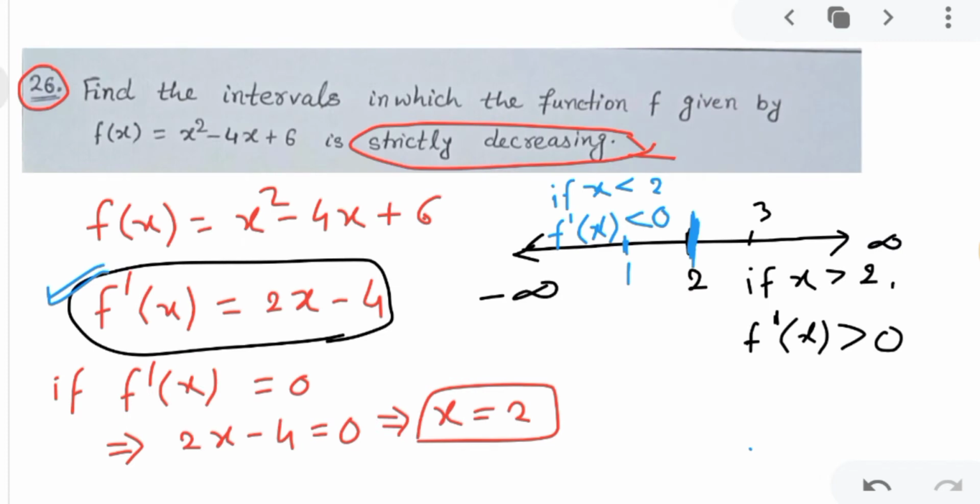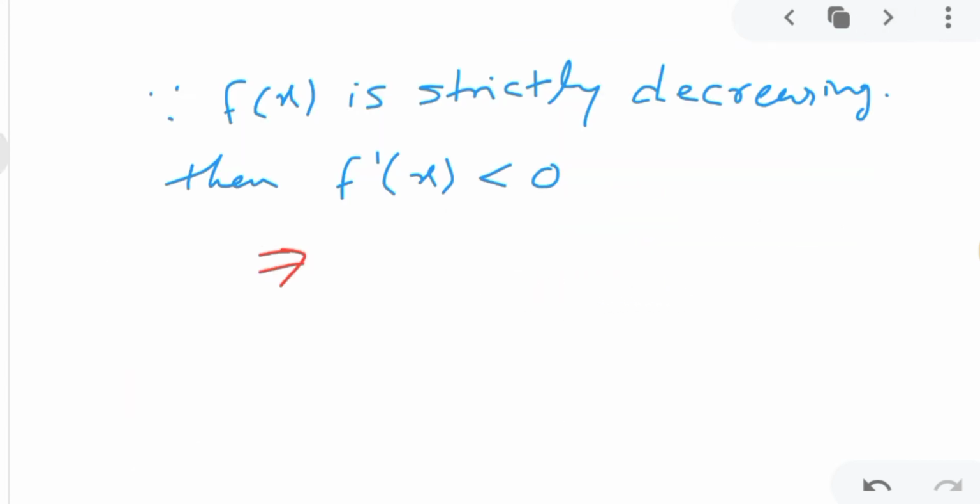So in which region is f dash x less than 0? F dash x is less than 0 if x is less than 2. X is less than 2 means x will lie between minus infinity to 2, and I will not include 2. Why? Because it is telling us strictly decreasing. If it only said decreasing, then I would use the closed interval. But here it is given strictly decreasing, and strictly decreasing means I will not include that point. This is the small difference.